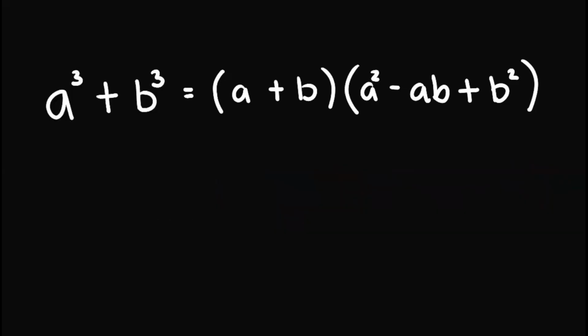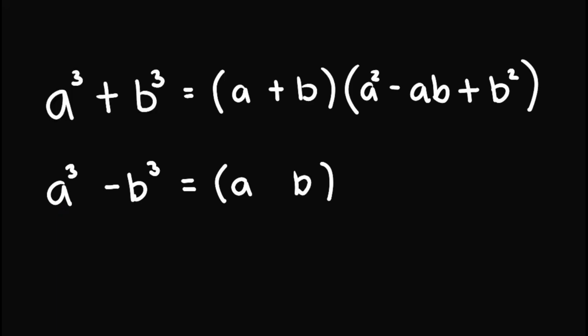Let's now have the difference of two cubes. If we have a cube minus b cube, applying the same idea from above, we start with the binomial. So we have the cube root of the first term, which is a, the cube root of the second term, which is b, and then the sign is subtraction. So we'll have this one.